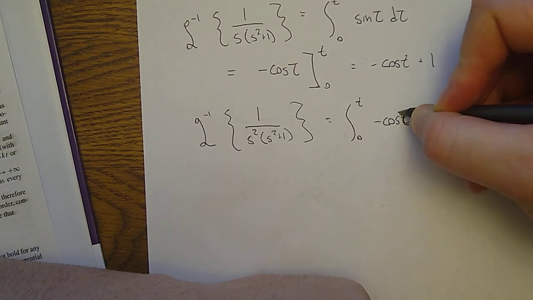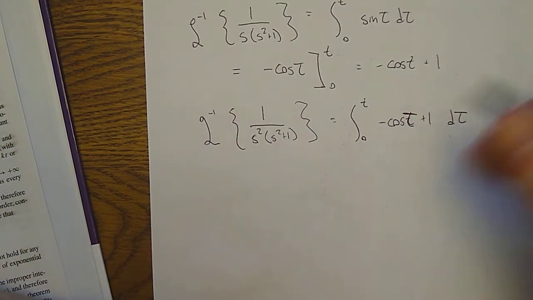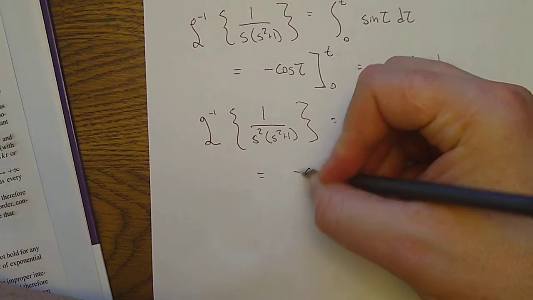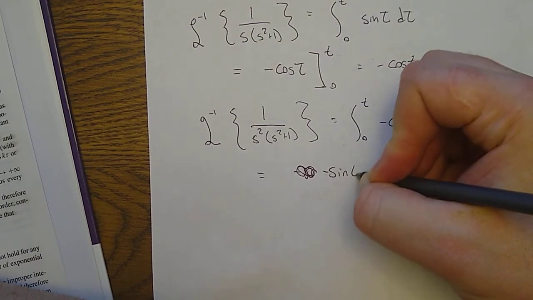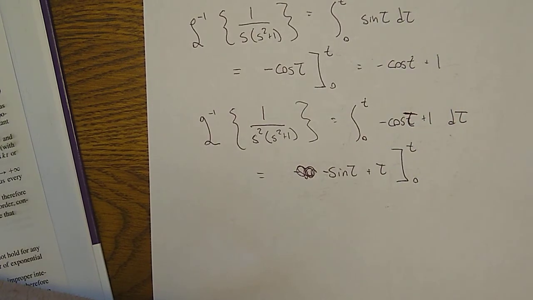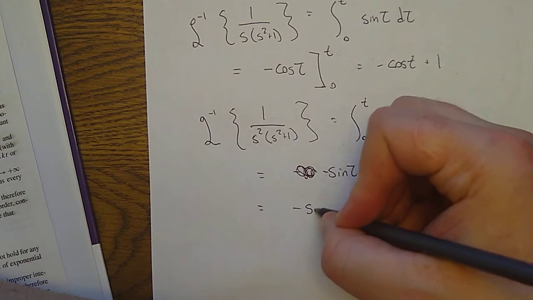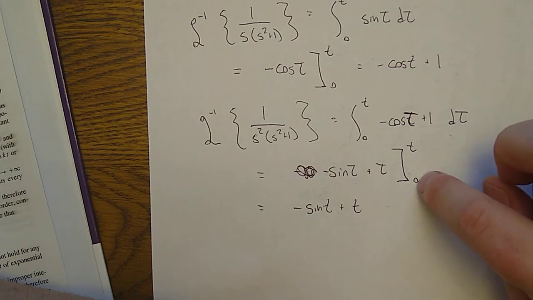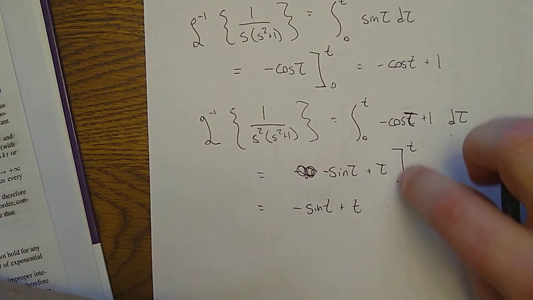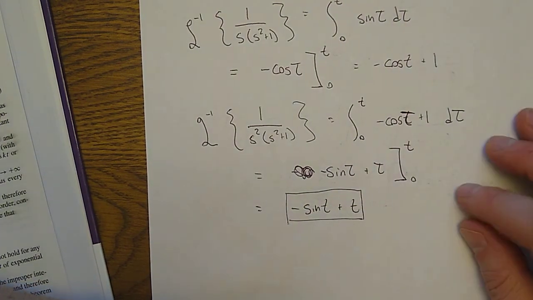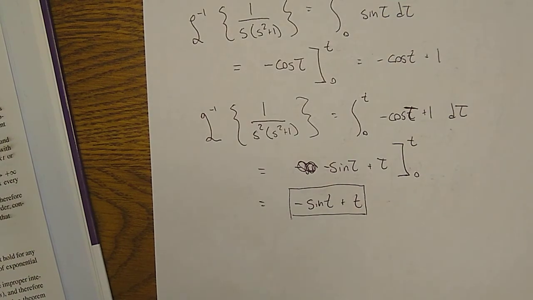Oops. Tau. And that's whatever it is. Oops. Negative sine tau plus tau, like that. So negative sine t plus t. And then when I put in 0, it looks like everything's 0. Sine of 0 is 0. This is 0. So it's just that. Okay, so then I think that's it for 10.2.